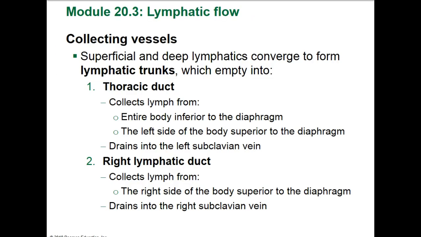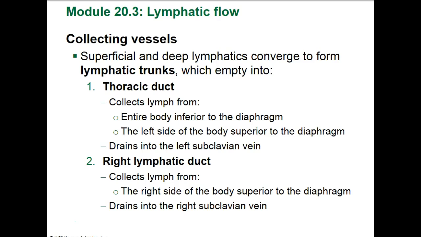Here are the collecting vessels. So the superficial and deep lymphatics converge and they form lymphatic trunks, which will then empty into the thoracic duct, which collects lymph from the entire body that's inferior to the diaphragm, and the left side of the body that's superior to the diaphragm. And these will drain into the left subclavian vein, and the left subclavian vein then goes where? See if you can remember from the previous chapter. Eventually into what? Eventually into the brachiocephalic. Right, and then to the superior vena cava and into the heart.